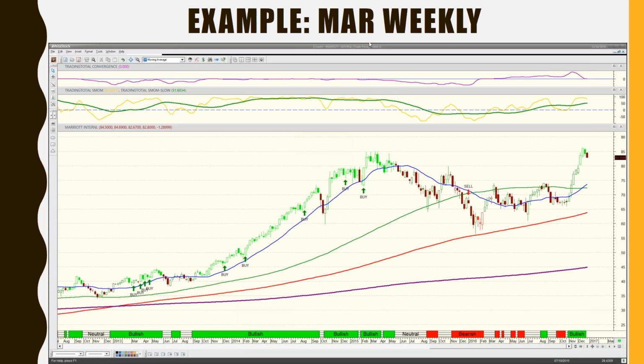Well, here we have MAR. This is Marriott. Weekly time frame, very nice example. This is slide number 25. This is a strong up move. We have the first signals right here. How do you think we can use these alerts?